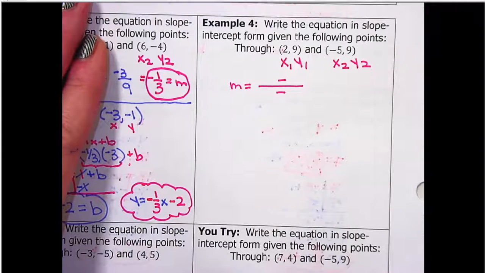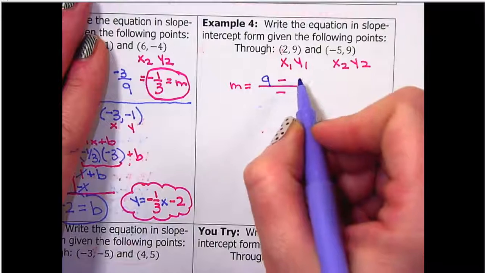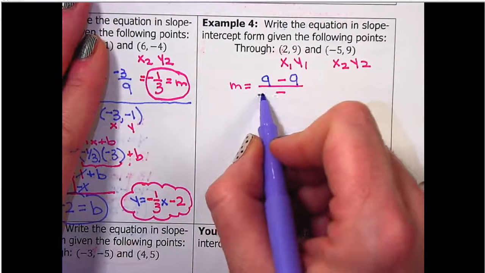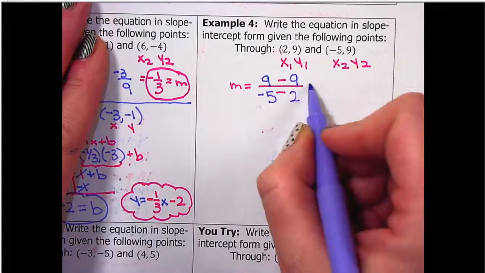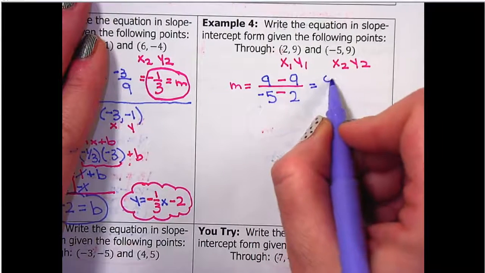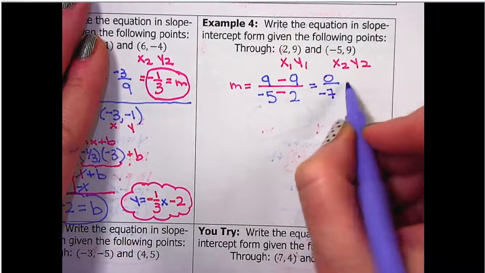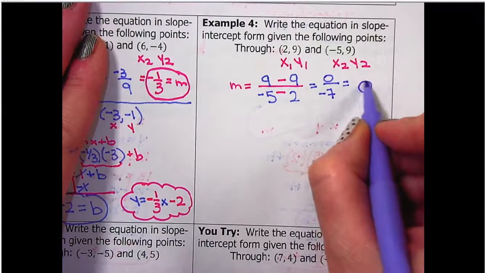And let's plug on in. So y2 is 9 minus y1, which is also 9. x2 is negative 5 minus x1, which is 2. Simplifying the numerator, I get 0. Simplifying the denominator, I get negative 7. 0 divided by negative 7 happens to be 0.